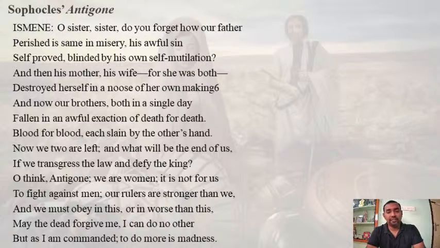So Ismene is afraid to act against King Creon's proclamation. That is very much obvious. She doesn't want to perish in shame and dishonor like her father, mother, and brothers. She states that they are women. This is something to be noted. She is not only afraid, but she is also very weak, a feeble kind of person. So she states that we are women and that we are helpless, and it's not for us to go against these mighty rulers. So she would rather obey them than give an honorable burial to Polynices.